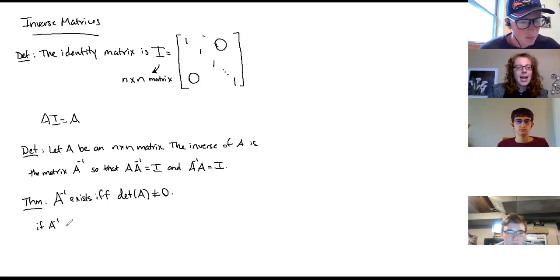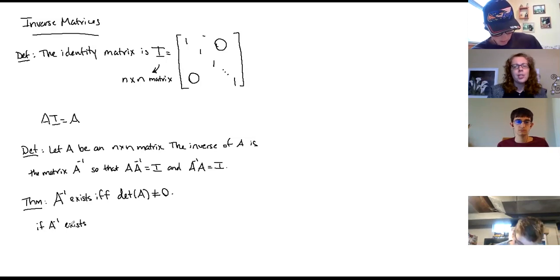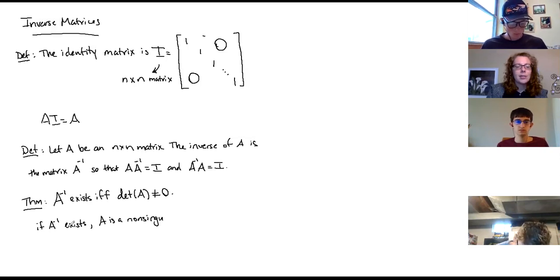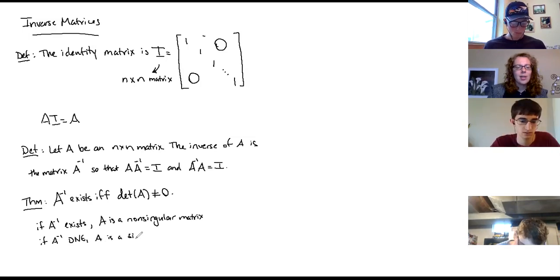If A inverse exists, this might be new terminology for people. I'm not sure if we talk about this in linear algebra. If A inverse exists, A is a non-singular matrix. If A inverse does not exist, A is what's called a singular matrix.